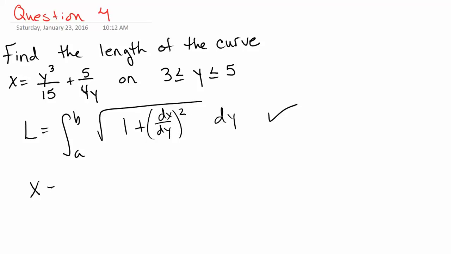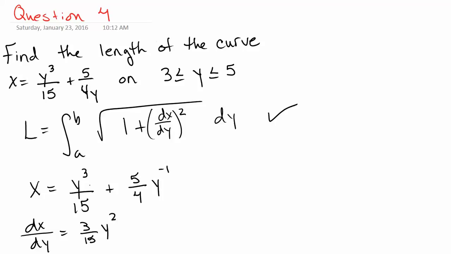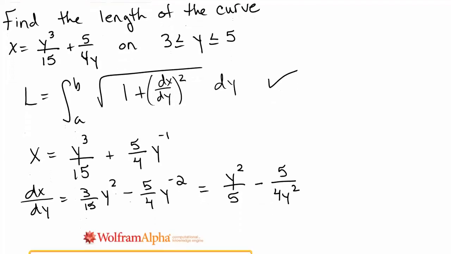So let's just rewrite this function so finding its derivative is a little bit easier. Y cubed over 15, that's not going to be a problem. Sometimes I encourage students to write this as 5/4 y to the negative 1, so that they can then see that the derivative of x with respect to y, just using the power rule here, the 3 will come in front, so this will be 3/15 y squared because you reduce your exponent by 1, and then here the negative 1 will come in front, so this will be minus 5/4 y to the negative 1 minus 1, which is negative 2. So you can clean this up a little bit. 3 goes into 15 5 times, so you can write that as y squared over 5 minus 5 over 4y squared. And then you could just plug this in to that equation.